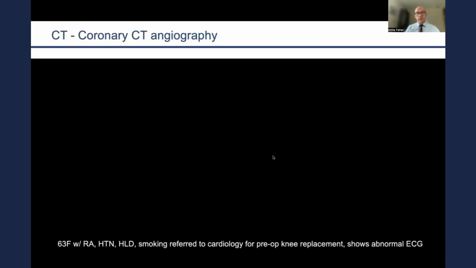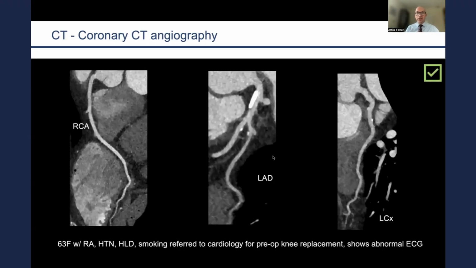So in this case, this was a 63-year-old patient of mine who had rheumatoid arthritis, hypertension, hyperlipidemia, and smoking, who was referred to the cardiology clinic for a pre-operative knee replacement. And she had an abnormal EKG. So I sent her for coronary CTA.